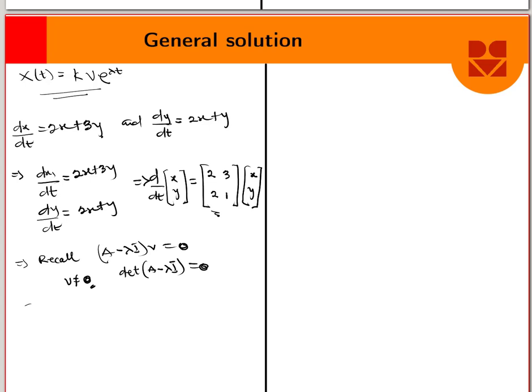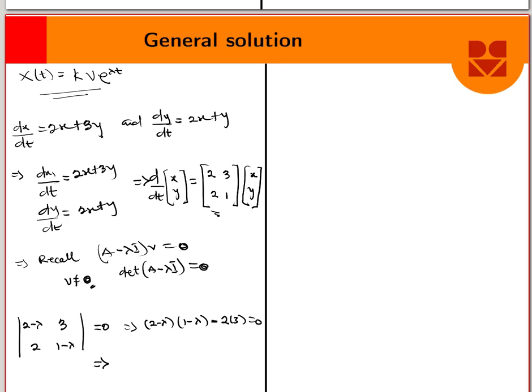So doing this, we would have 2 minus lambda here. Sorry, you have to change the notation. So we would have the determinant of [2 minus lambda, 3; 2, 1 minus lambda], and this should be equal to 0 when we are done. This implies that we would have 2 minus lambda times 1 minus lambda, minus 2 times 3, equal to 0.